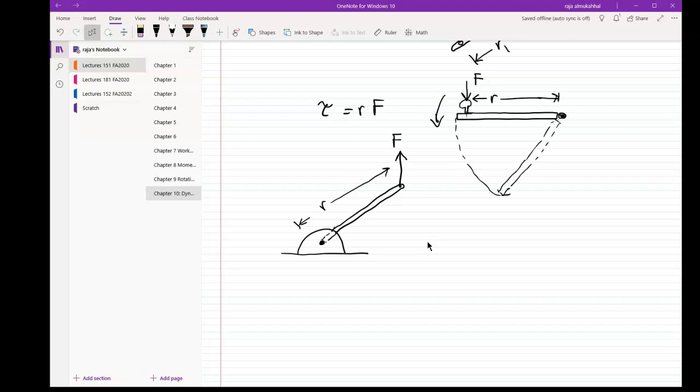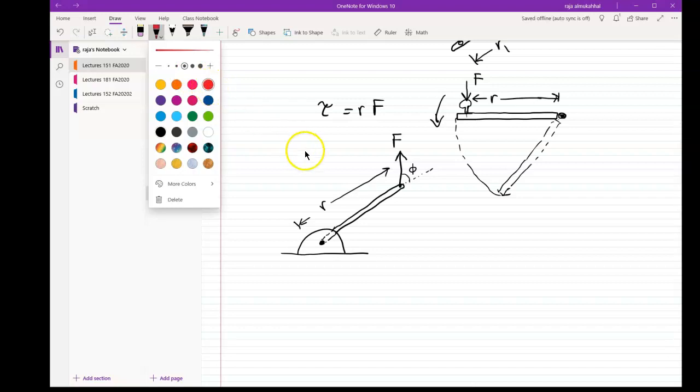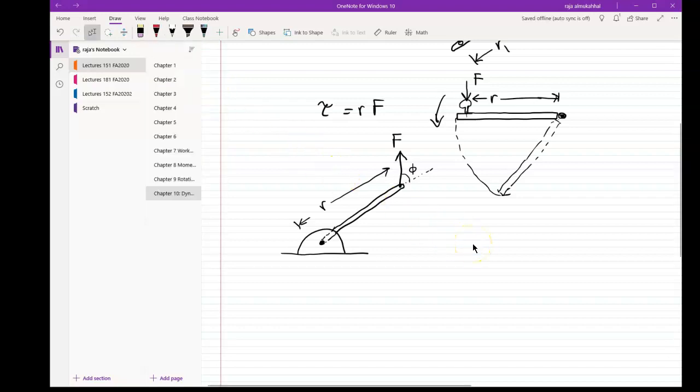That's what I'm trying to say. So suppose that the angle here is equal to phi. What does that mean? Well, we said that in order for torque to happen, the force that is causing the torque must be perpendicular to the moment arm. In other words, this force, let me use a different color, has two components. One component like that, and the other component is like that.